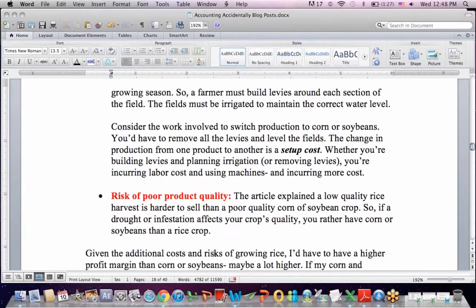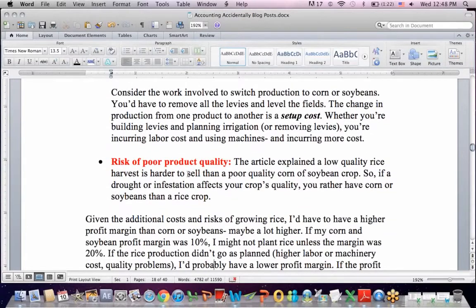Now consider shifting from one product to another, which we call setup cost traditionally in cost accounting. Consider the work involved to switch to corn or soybeans if you're already growing rice. Well, first, you've got to remove all the levees, and you've got to level out the fields. You're going to have to remove all the equipment, including some of those big irrigation pieces of equipment that we see in fields that can be monstrous and must be very expensive to move.